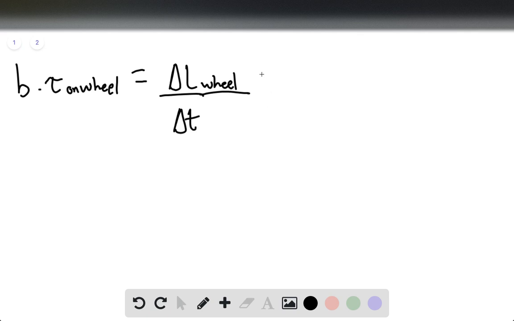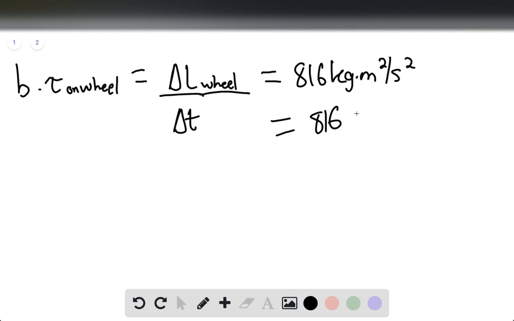And then for part B, we're asking for the torque on the wheel, and this will be equal to delta L on the wheel divided by delta t. So this would simply be equal to 816 kilogram meters squared per second squared. And if you were to analyze the units, this is actually 816 Newton meters. So when we're trying to find the change of the angular momentum per unit time, we're actually finding the torque already.